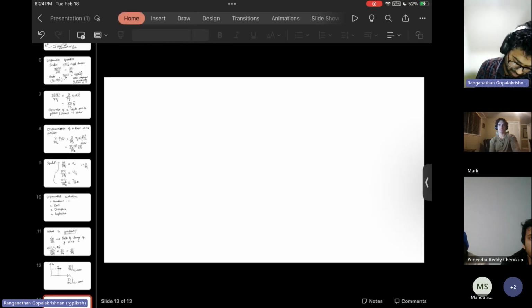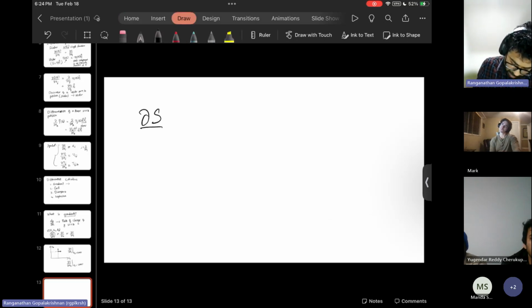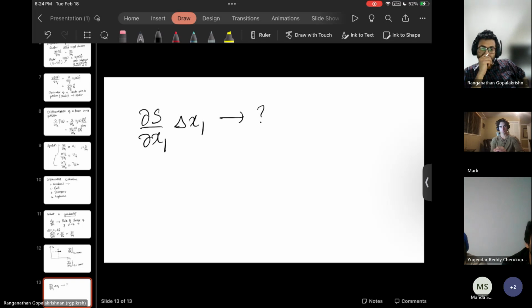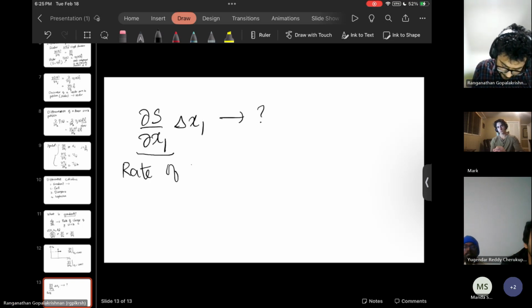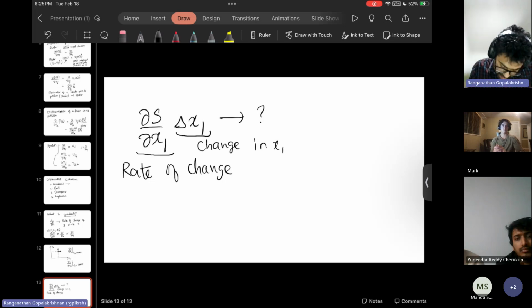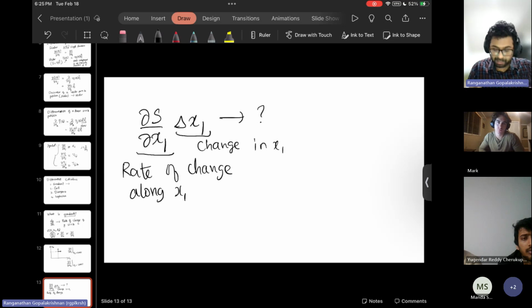So if I write partial s over partial x1 multiplied by delta x1, what is this quantity? This is the rate of change, and this is the change in x1. If I multiply the rate of change along x1 by the change in x1, what do I end up with?